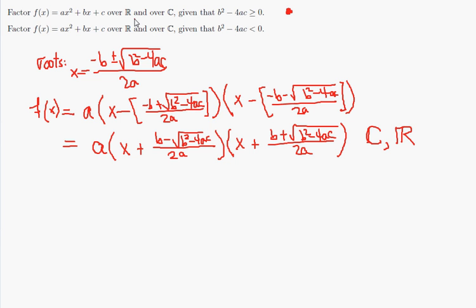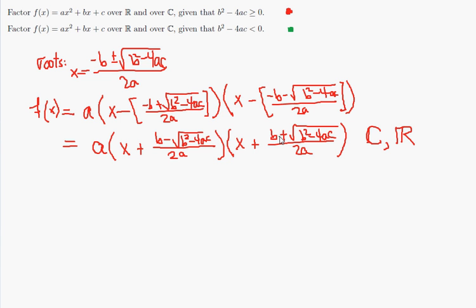Factor the quadratic polynomial over the real numbers and the complex numbers. There's your answer, and it's the same factorization for both the complex numbers as well as for the real numbers. For the second part, it's a little bit more interesting. Factor ax squared plus bx plus c over the real numbers and over the complex numbers.